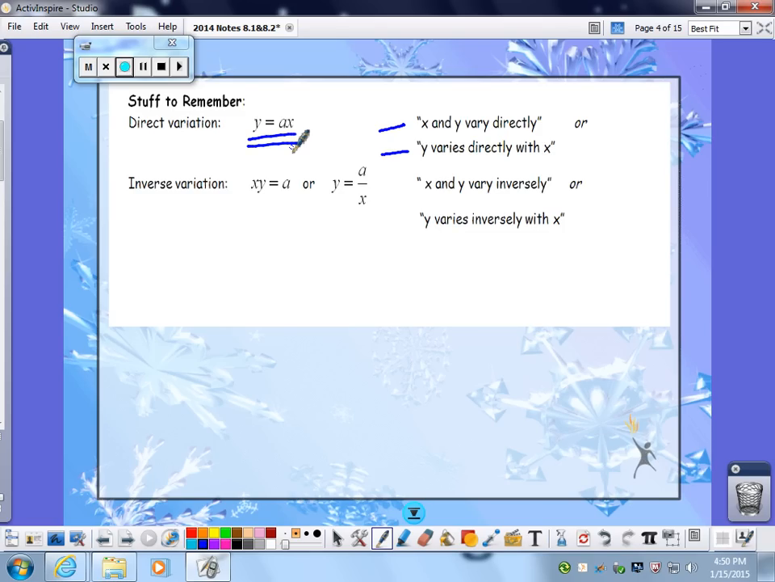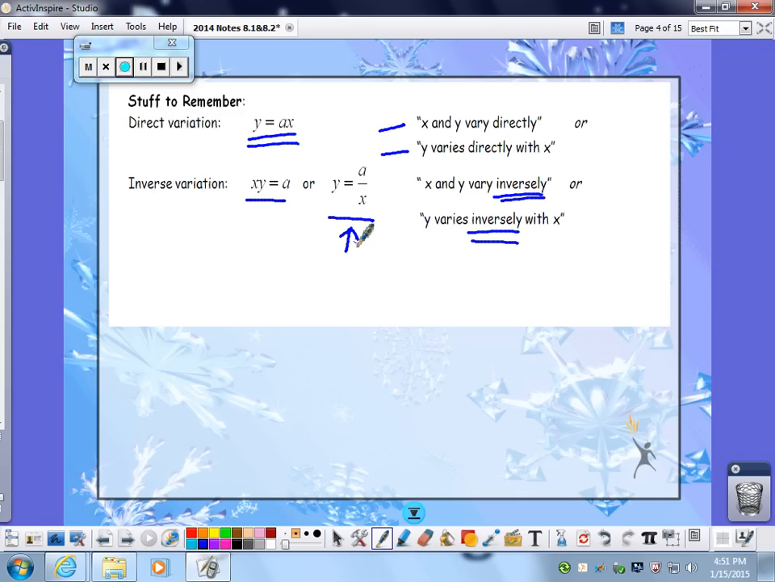Inverse variation, you're looking for the wording x and y vary inversely, or y varies inversely with x. If you see those words, then you can either use x times y equals a, or y equals a over x. All right, two forms of the same equation. I typically use y is equal to a over x, because inverse to me means the x variable is going to go on the bottom.